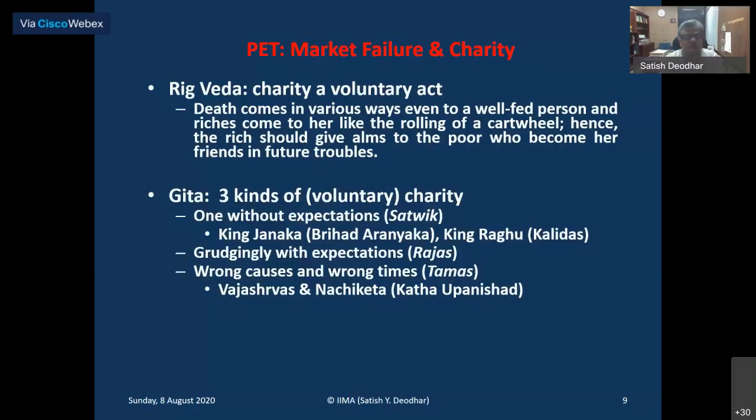Here is another one. From the Gita, of course, the Gita talks about three kinds of charity, right? One is sattvic, one is rajas, and one is tamas. Now, sattvic charity is one which is without expectations. The ancient examples are King Janaka or King Raghu. They decided to give up everything as dan, and they were not expecting anything in return. So that is called sattvic.